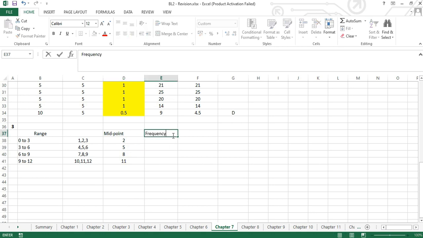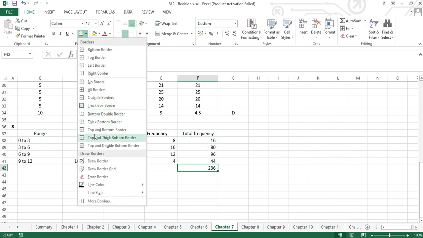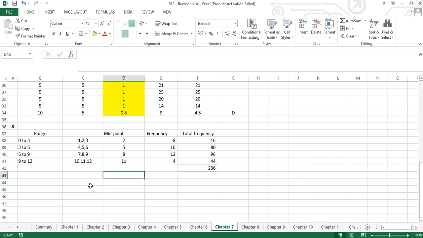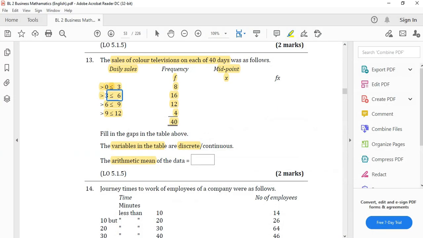But then what is the frequency? They've given 8, 16, 12, 4. Then what's the total frequency? The total is 8 into 2 and so forth, and you get the total 236. So the mean is fx, which is this, divided by the total frequency f, which is 40 days. So the mean will be sigma fx divided by sigma f, 5.9 units per day. Alright, so this is what you get as the answer for question 30.